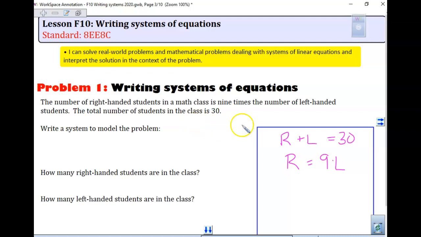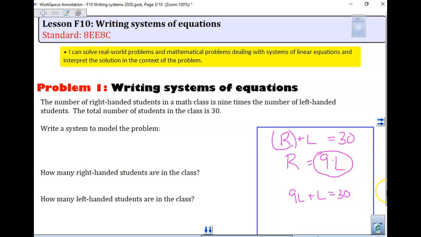Those are my 2 equations. That's all you're going to be doing on that part of the test. Now, if we were going to answer the question for how many were right-handed, this is going to be a perfect substitution, because I'm going to replace R right here with 9L. And look how quickly you could actually solve this. 9L plus L equals 30.